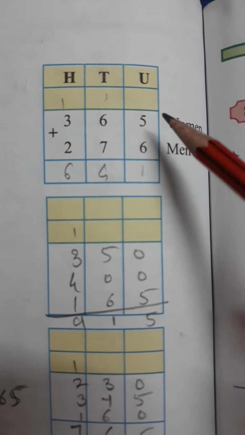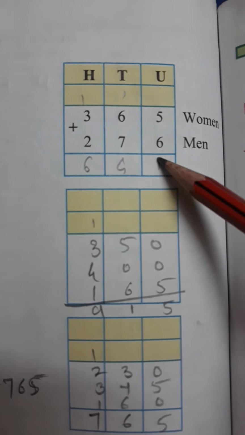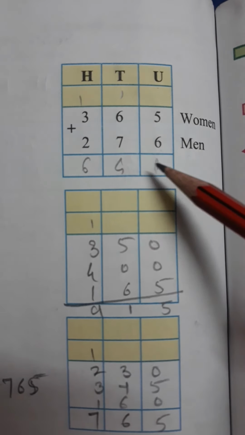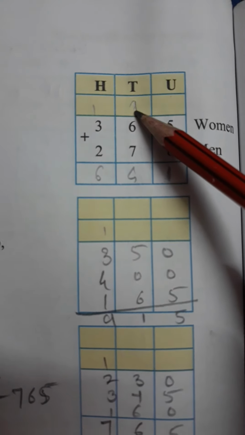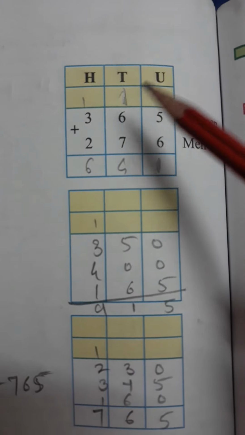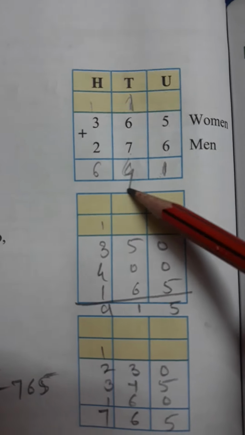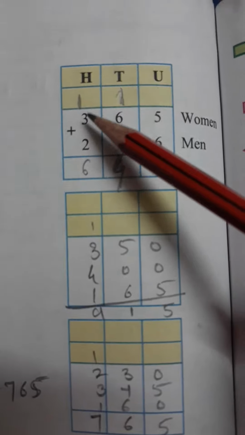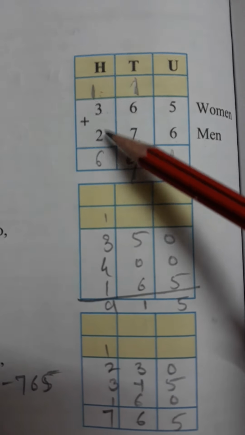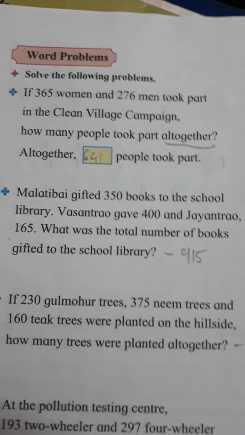So add together 5 plus 6, 11. So 1 will be kept here in the unit place, and 1 will carry over to the tens place. Okay, now 6 plus 1, 7 plus 7, 14. So again 4 will come and 1 will carry over here. So 3 plus 1, 4 plus 2, 6. So 641. So the total people are 641.